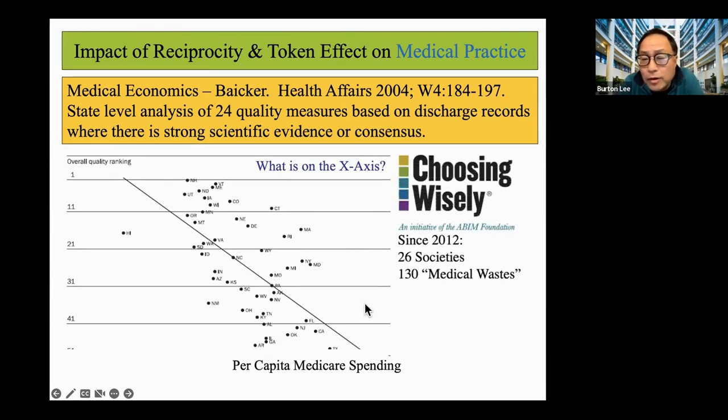And as you know, not only because of conflict of interest and things like that, but there's a lot of what we consider medical waste. And so you're probably aware of the Choosing Wisely campaign that is trying to get physicians to stop doing things that are not evidence-based or things that are wasteful.